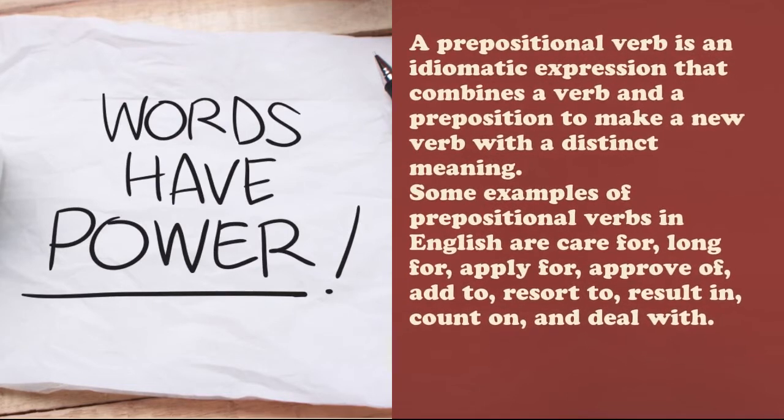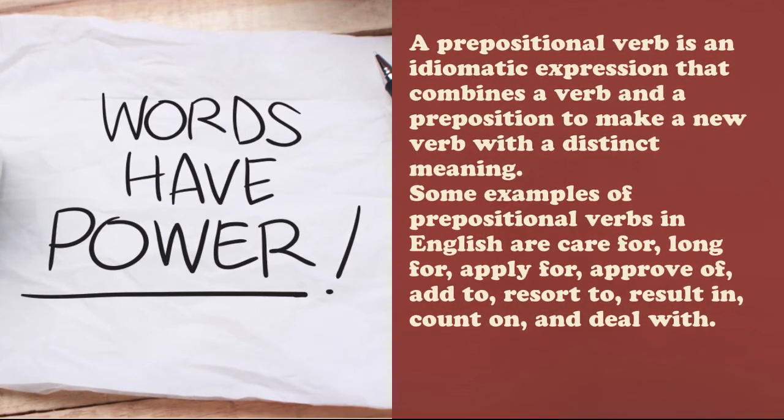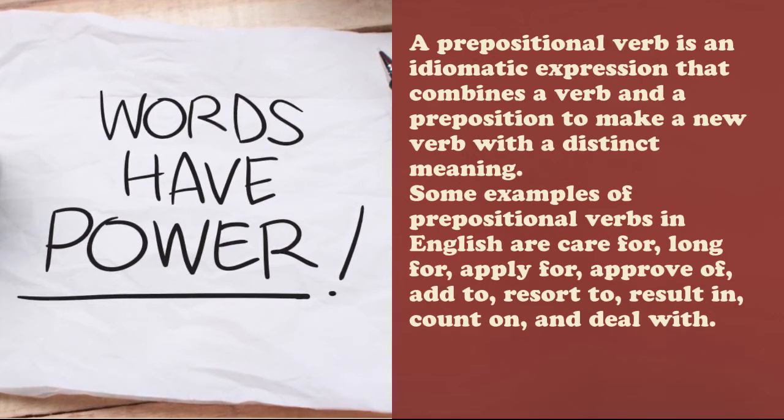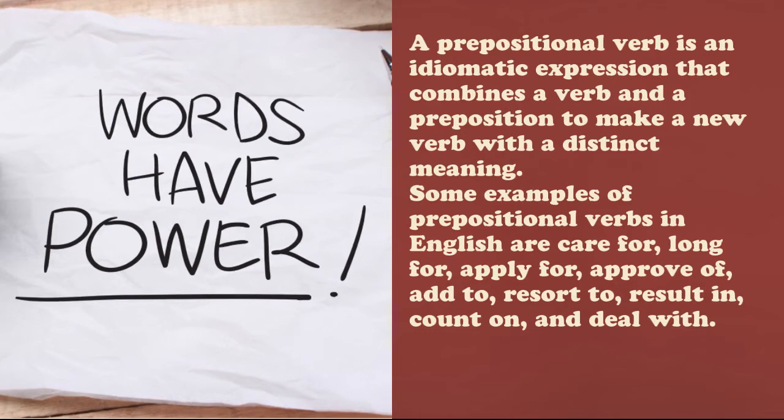Now that we've covered phrasal verbs, let us look at the prepositional verb. This is an idiomatic expression that combines a verb and a preposition to make a new verb with a distinct meaning. Now, some examples of prepositional verbs in English are care for, long for, apply for, approve of, and deal with, just to name a few.